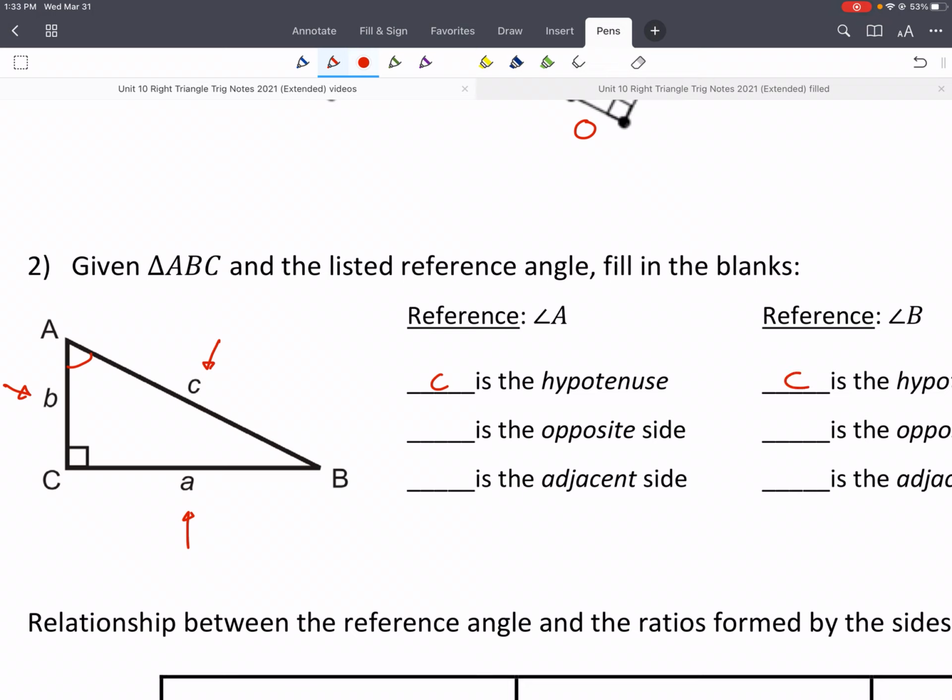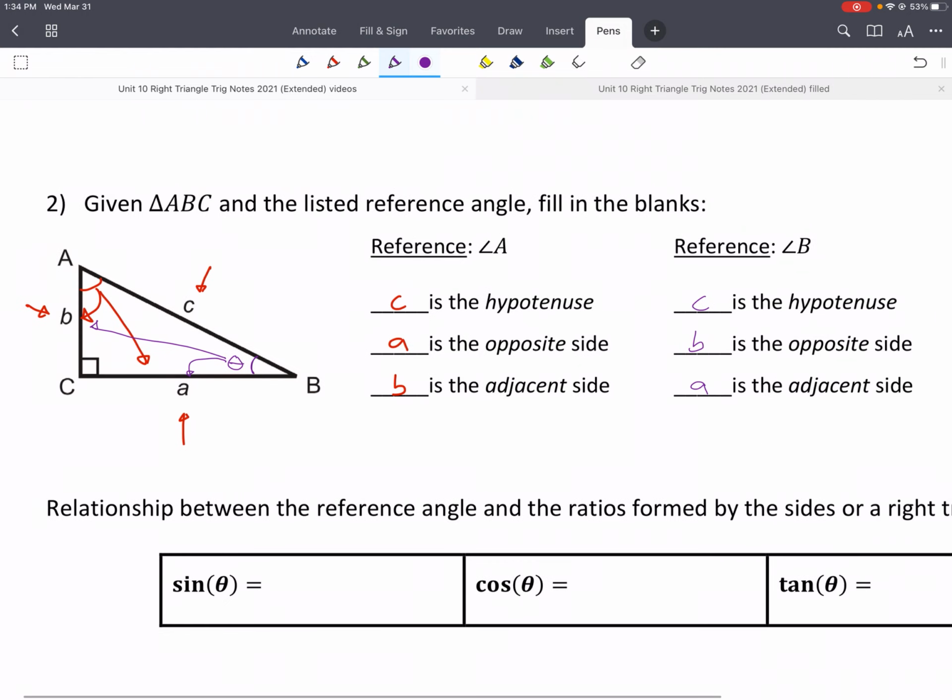So we could do the same for angle B. But we'll save that for a minute, okay? And then we have opposite. That's our A. And adjacent, what's adjacent to that angle A is B. All right? But now let's see what happens if we use the B angle as our reference angle. All right? So again, we still have that hypotenuse is across from that right angle. Now our opposite side is B, and our adjacent side is A. So you notice that which angle is the reference angle determines which side is the opposite and which is the adjacent. Okay, so just keep that in mind as you go along.